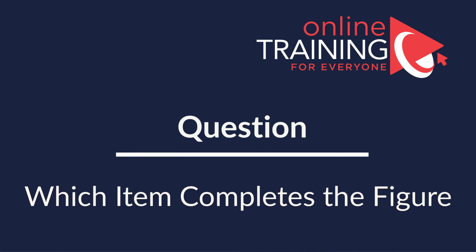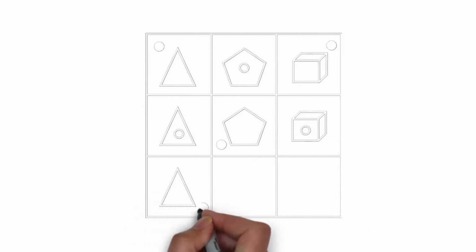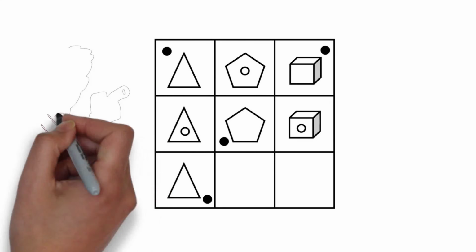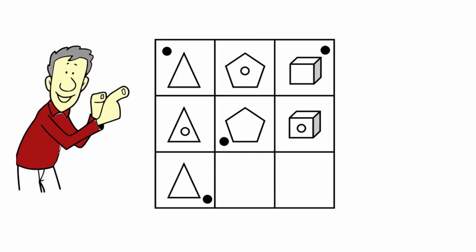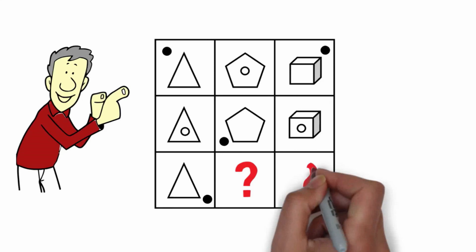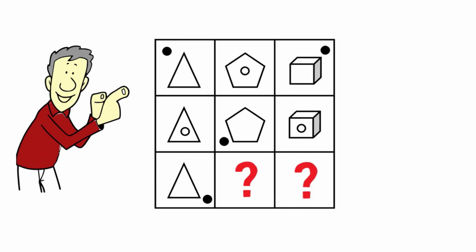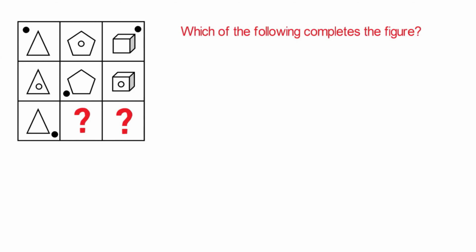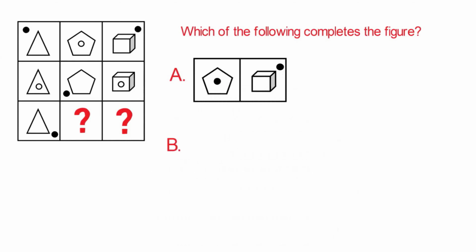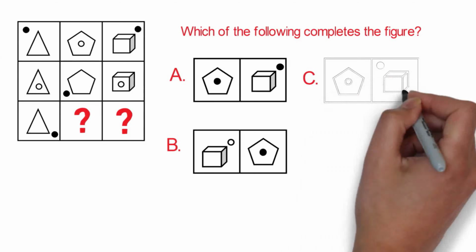There is a very high chance that you will see this type of question on the test. You're presented with a 3x3 matrix. This matrix contains different shapes inside. In our case, the matrix contains triangles, pentagons, and cubes. You have two spaces that are missing the shape, and you need to select from four possible choices. Choices A, B, C, and D.